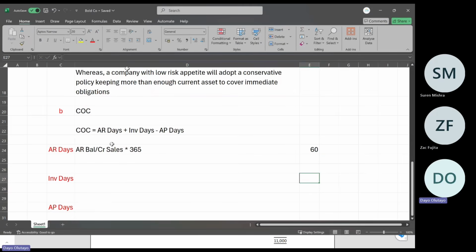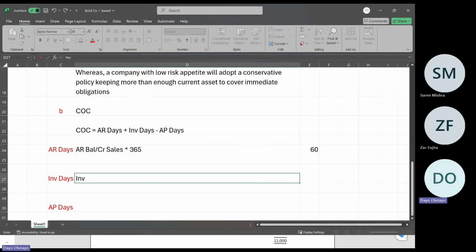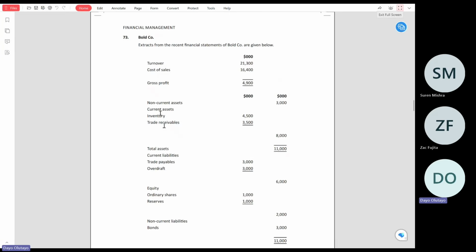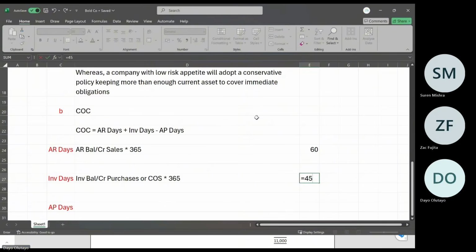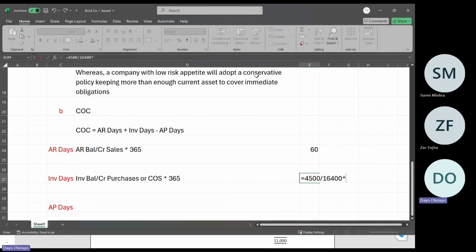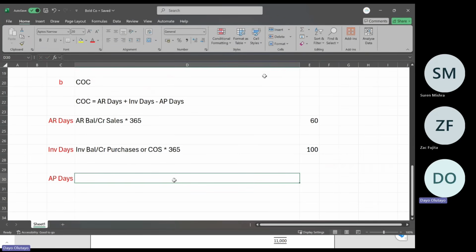Inventory days, we know the formula for inventory days is inventory balance divided by credit purchases or cost of sales, either way. Or if you have cost of sales, you use cost of sales. Then multiply by 365. Here we don't have credit purchases, but we are given cost of sales. And we know inventory balance to be 4,500 divided by cost of sales of 16,400 multiplied by 365. We have 100 days.